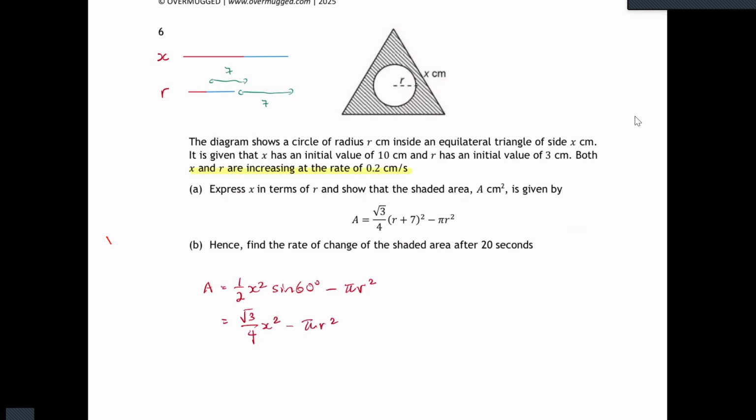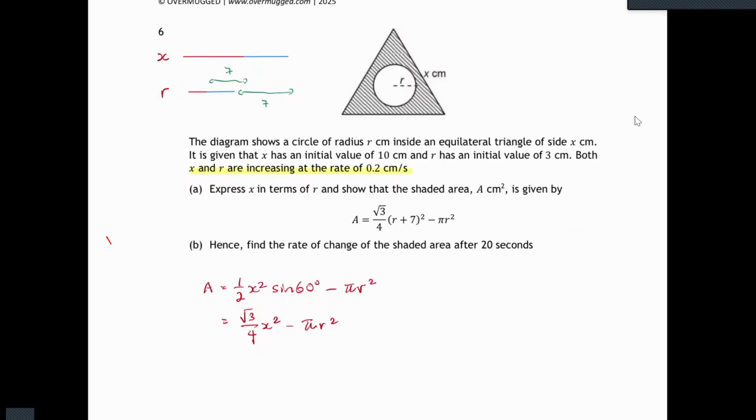We need to find a relationship between x and r so that we can sub away this x and just have an equation purely in terms of r. The expression that we know between x and r is just that they have a difference of always 7, because x and r increase at a rate of 0.2 cm per second. They increase at the same rate. So no matter how much time has passed, their difference will always be 7. It's like two runners that are 7 meters apart. They run at the same speed, they will forever be 7 meters apart.